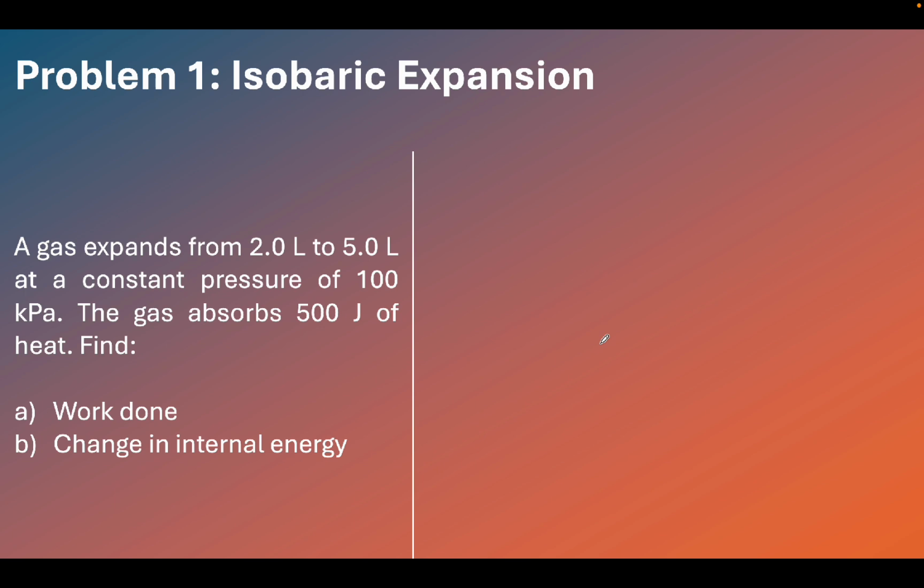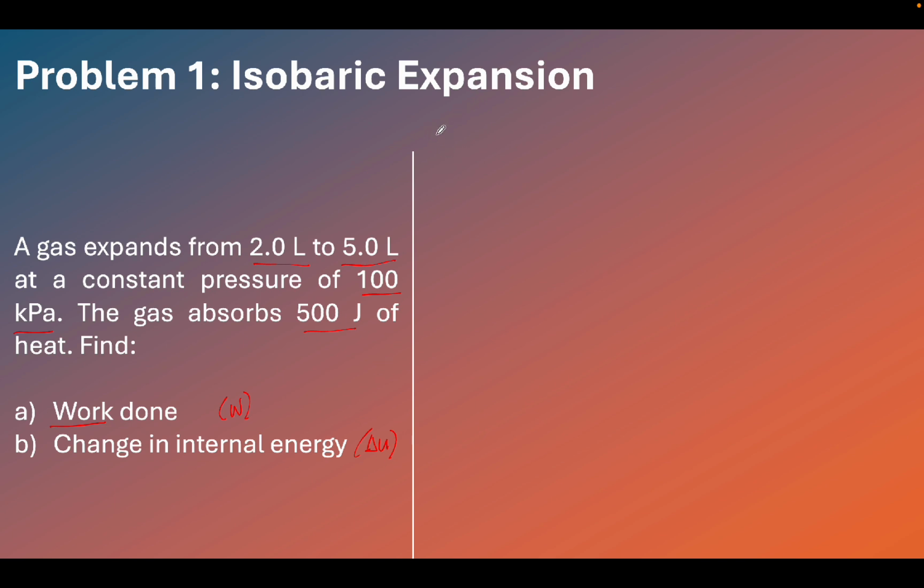Okay, now we have here a problem. Problem number 1 is all about isobaric expansion. Our problem here is a gas expands from 2 liters to 5 liters at a constant pressure of 100 kilopascals. The gas absorbs 500 joules of heat. Now we need to find, letter A, the work done, capital letter W, and letter B, the change in internal energy, or delta U. So we will solve each of these.